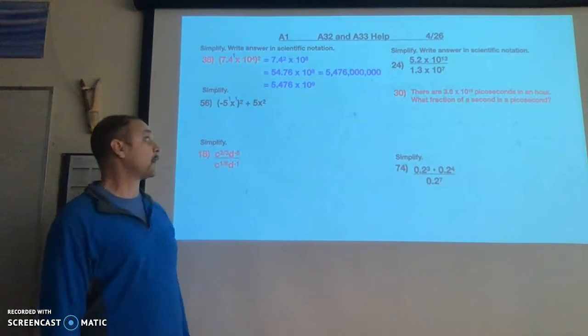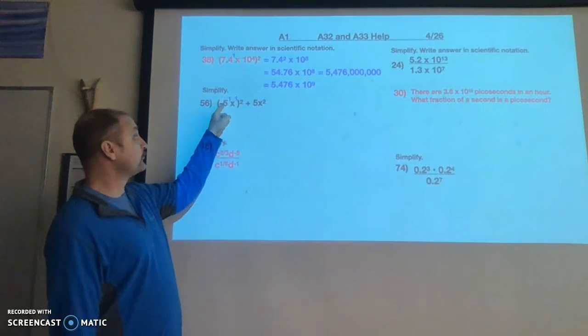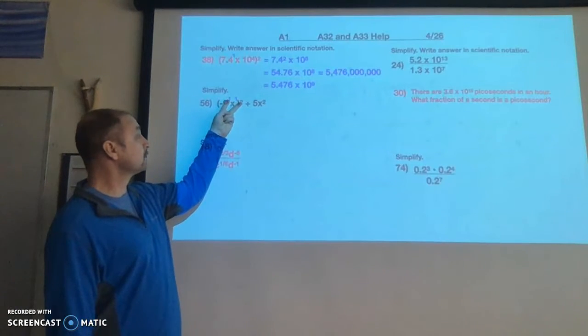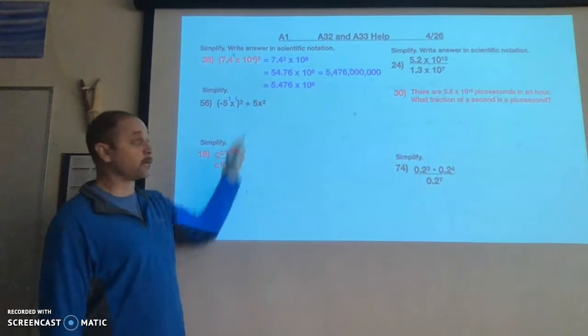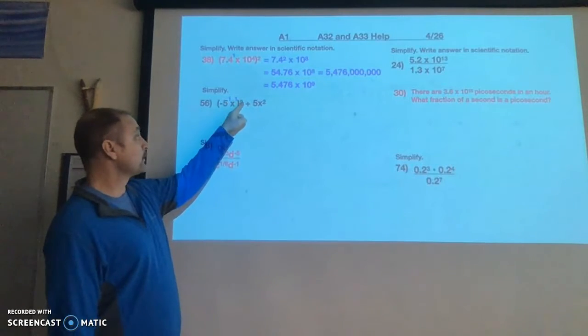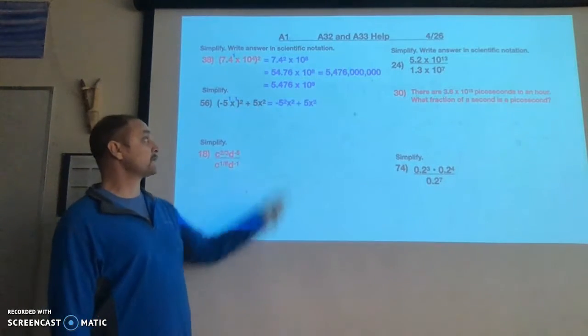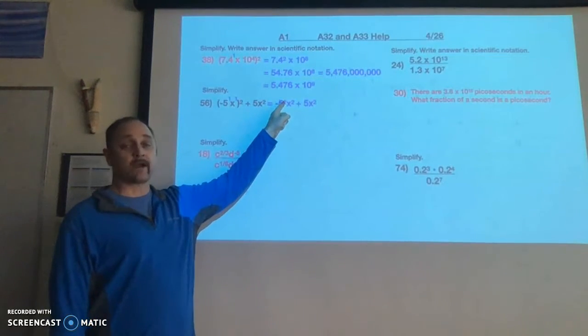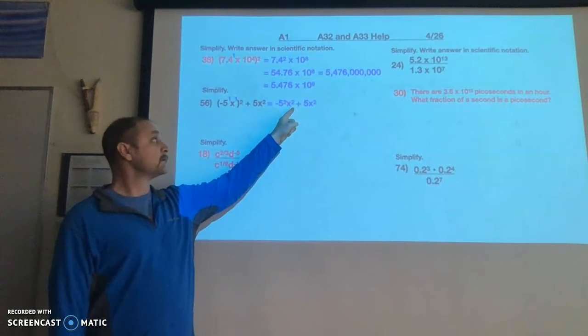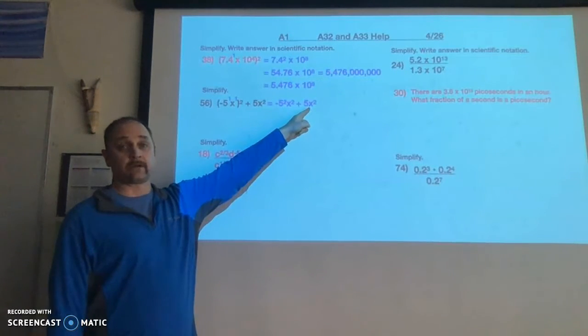All right, I went ahead and popped the 1s in here because we need to know what those exponents are. Now we have negative 5 to the 2nd and x to the 2nd plus 5x squared. So 1 times 2 is 2, and we do that twice. So now we have a negative 5 squared and an x squared added to 5x squared.